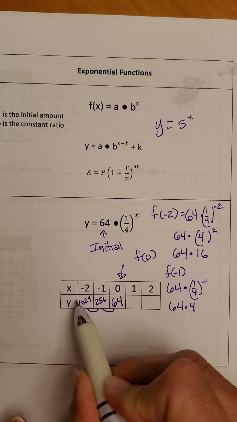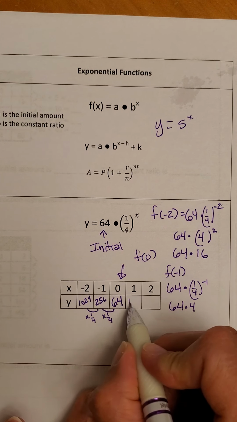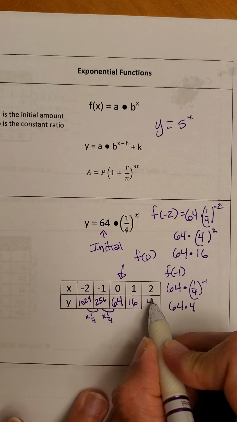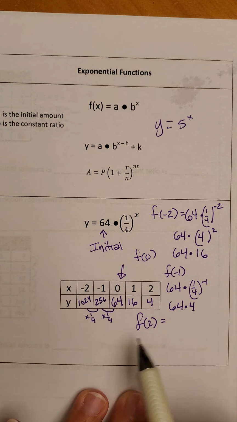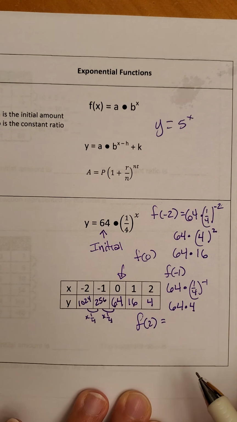Now you'll notice what's happening each time. Each time from this y value, I'm multiplying by 1/4. So to get to this value, I'm multiplying by 1/4. That would be 16. Or to get to this value, I multiply by 1/4. That would be 4. But just so you can see what we do if we didn't know that constant ratio, if we were just using our x values and plugging them back in and making our table.